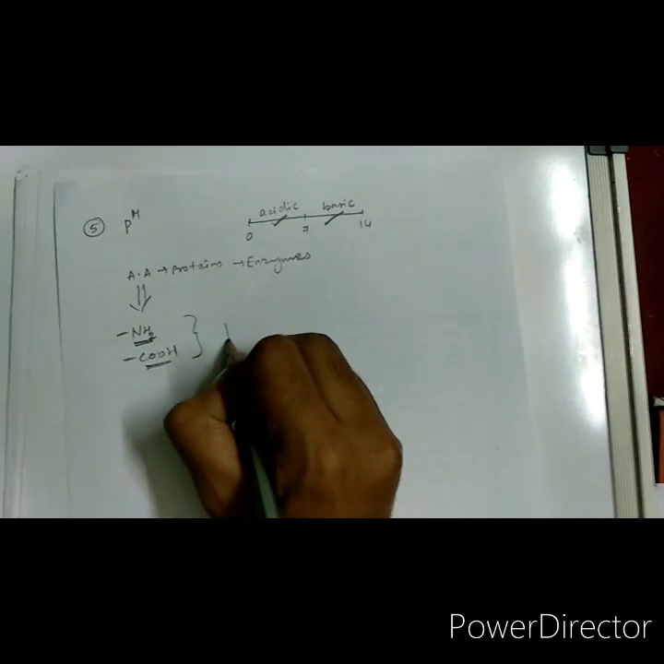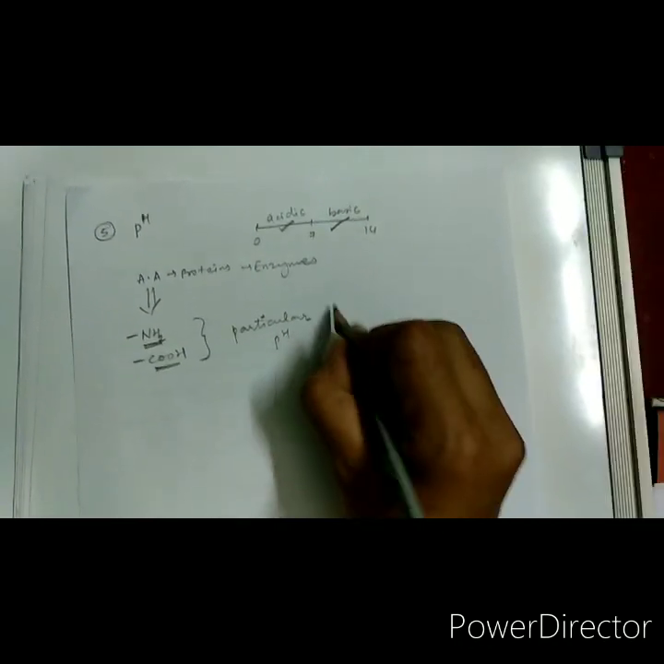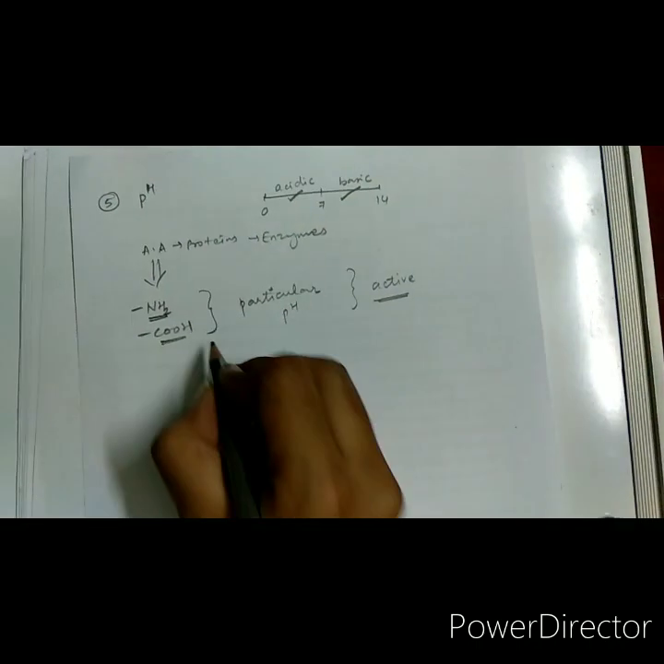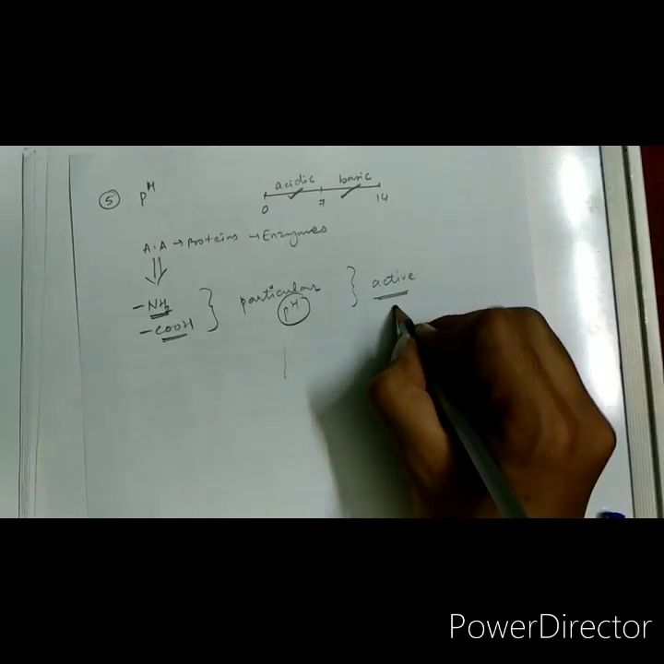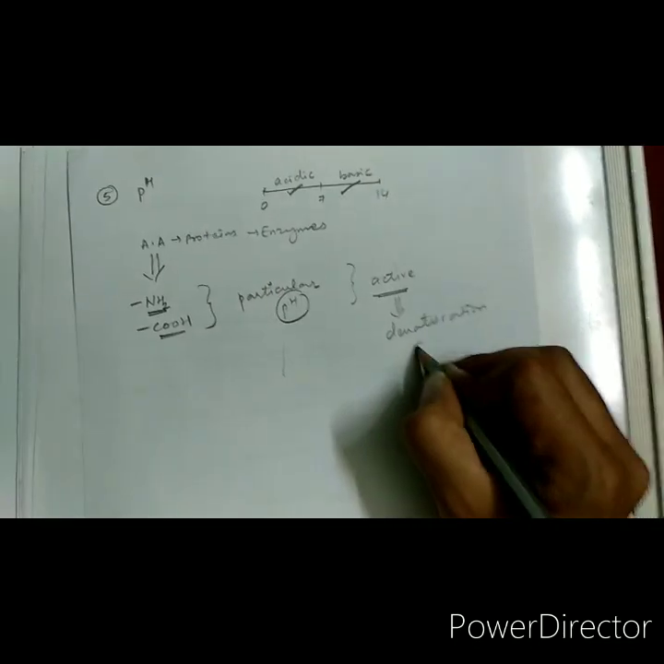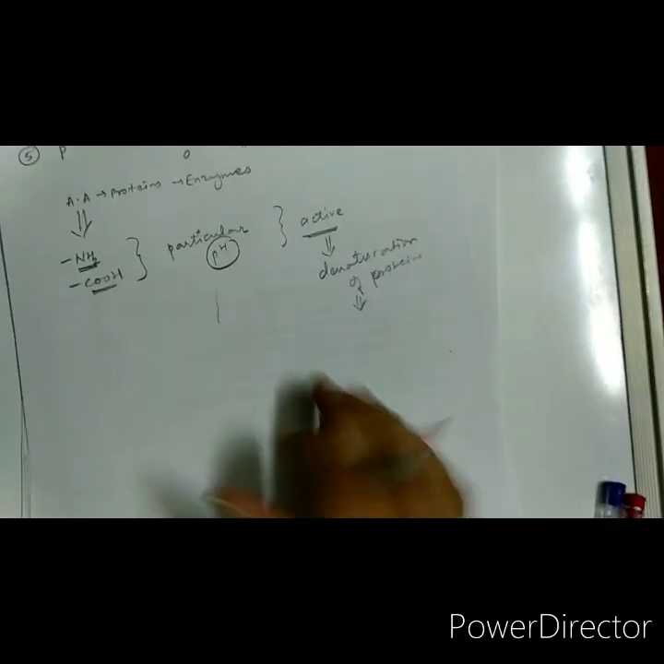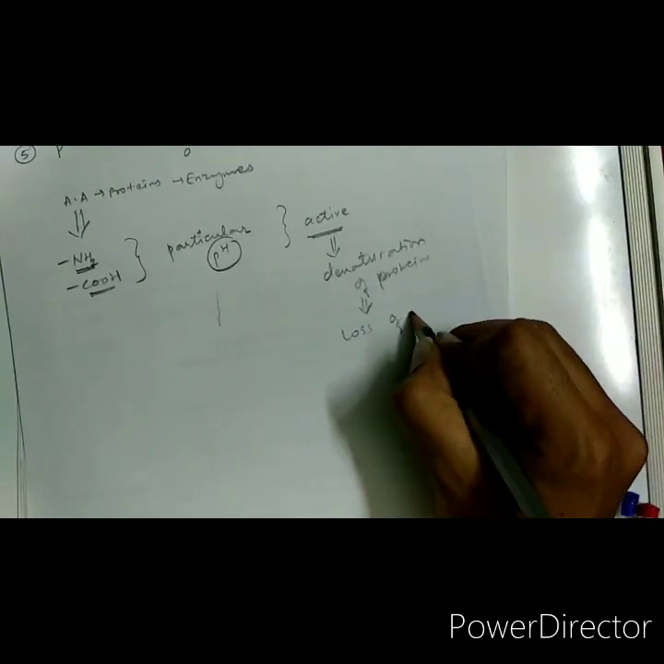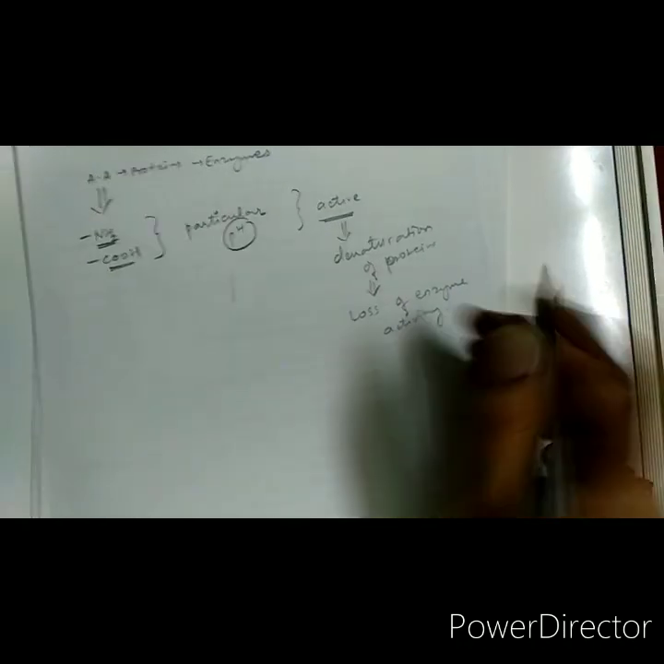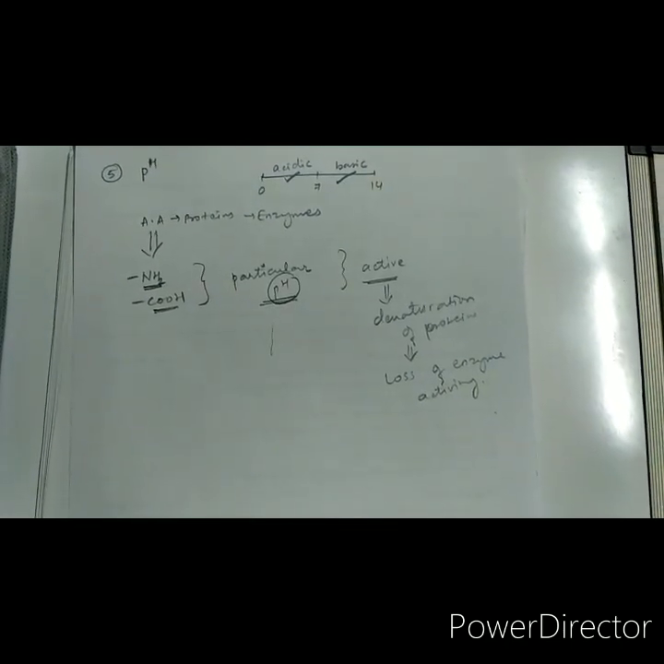At a particular pH, enzymes are very active. Any change in this pH will cause denaturation of the enzyme, denaturation of proteins, that will lead to loss of enzyme activity. So maintenance of pH is also important.